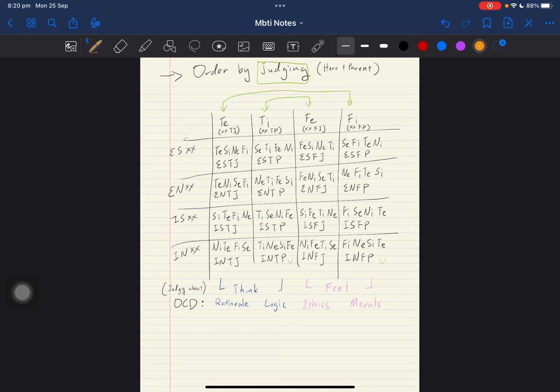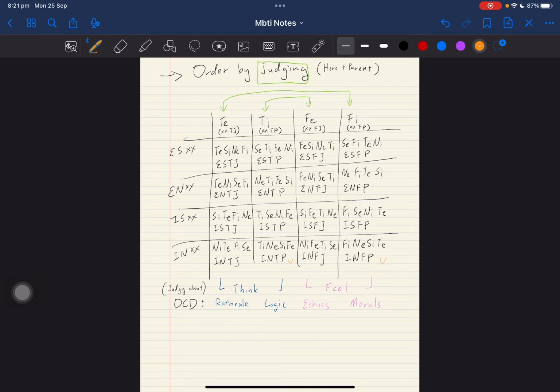Then you can see whether they judge people based on whether they are being logical or not, or based on whether they feel good about that person or not. Then you can decide, okay, I think this person might be an INFP or an INTP. So yeah, I hope that makes sense.